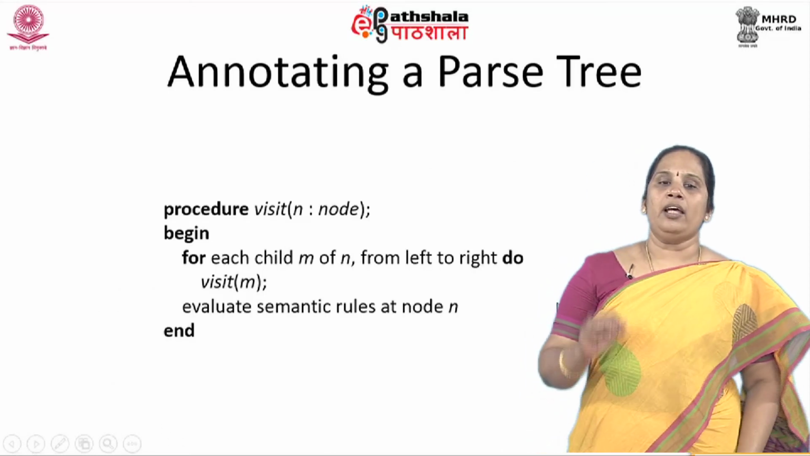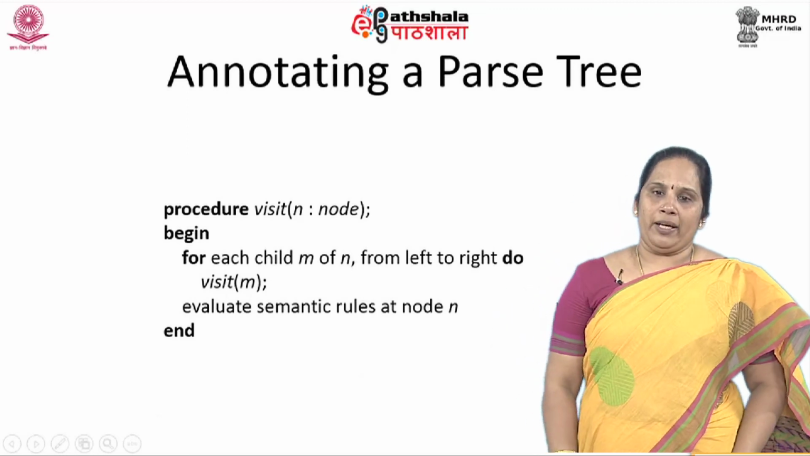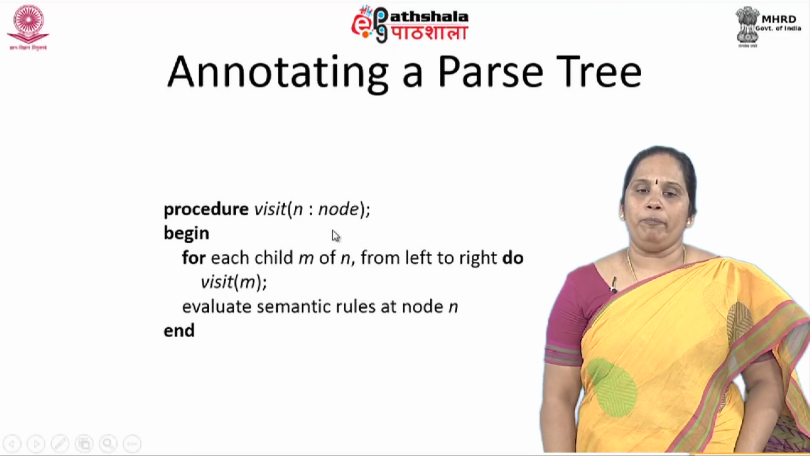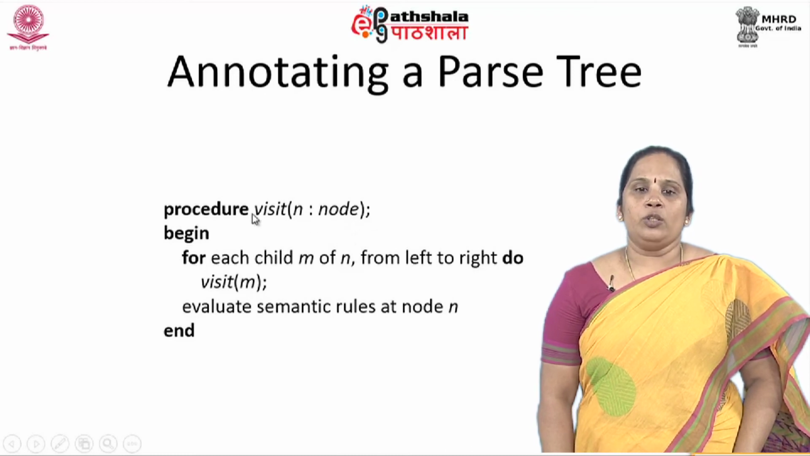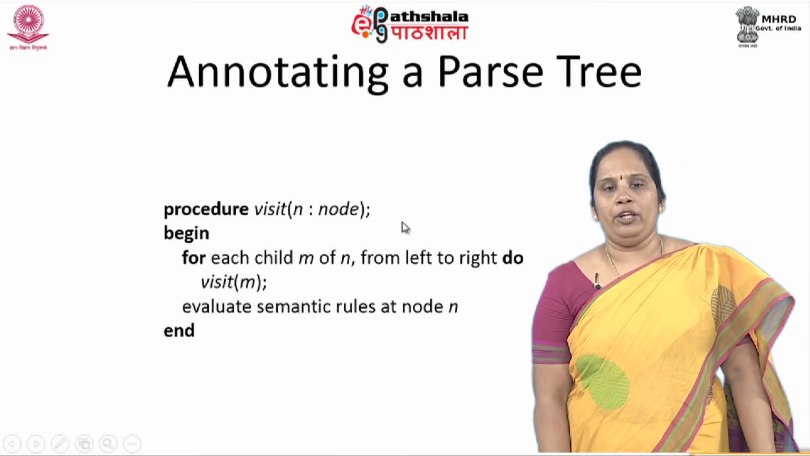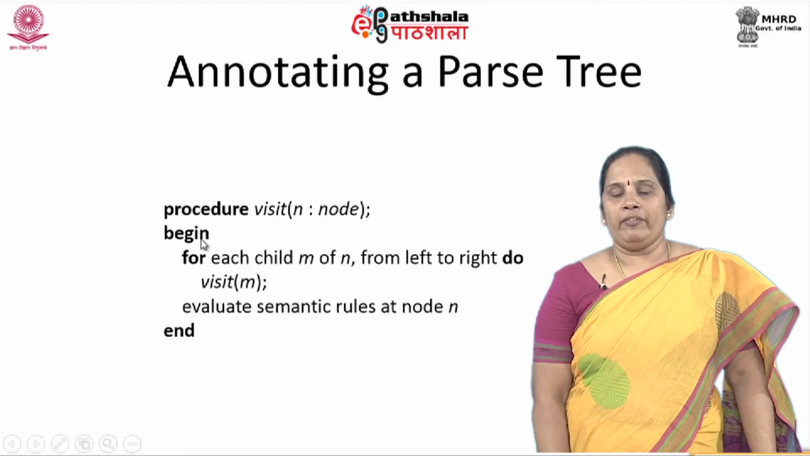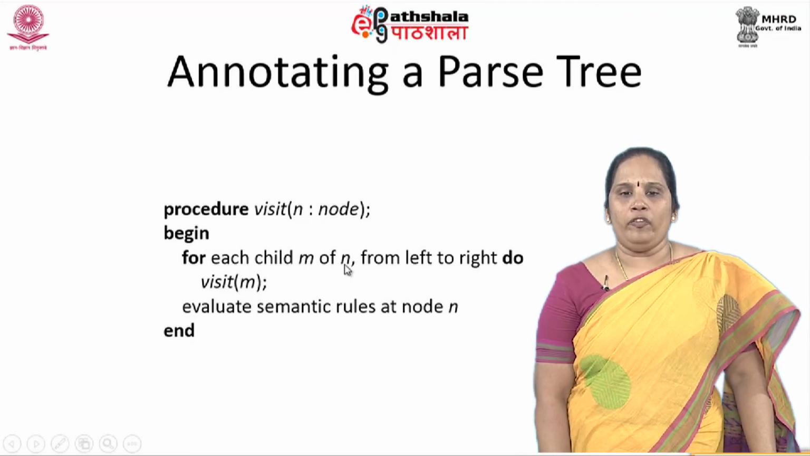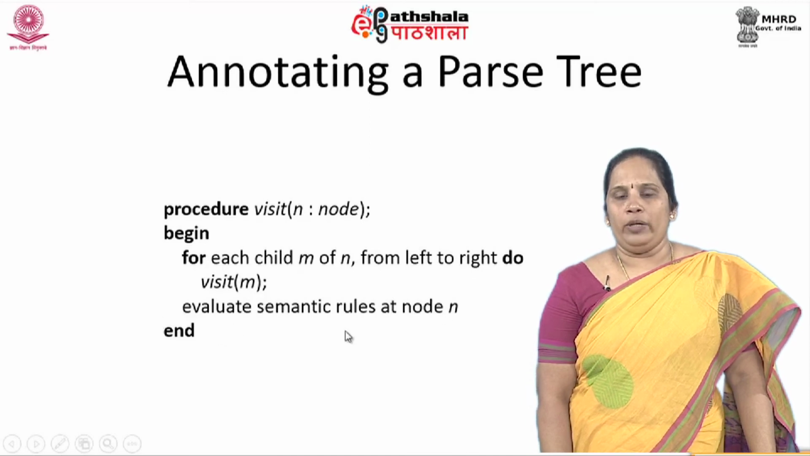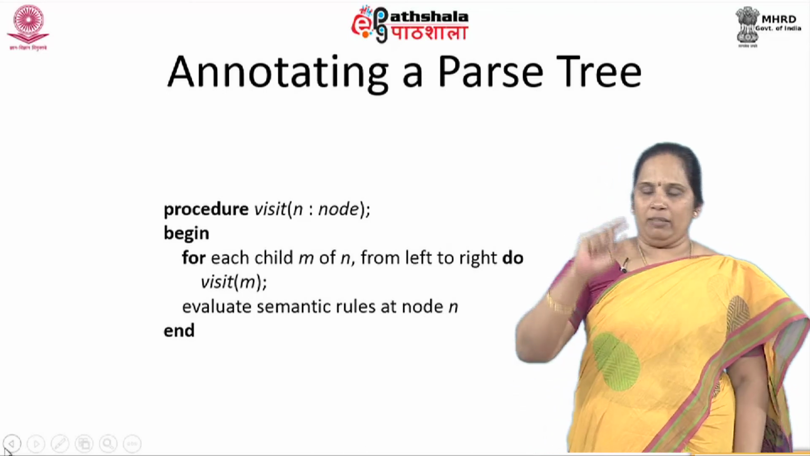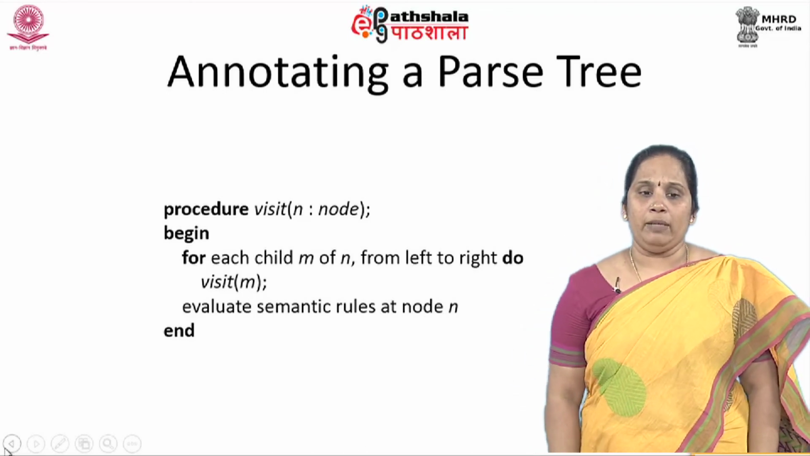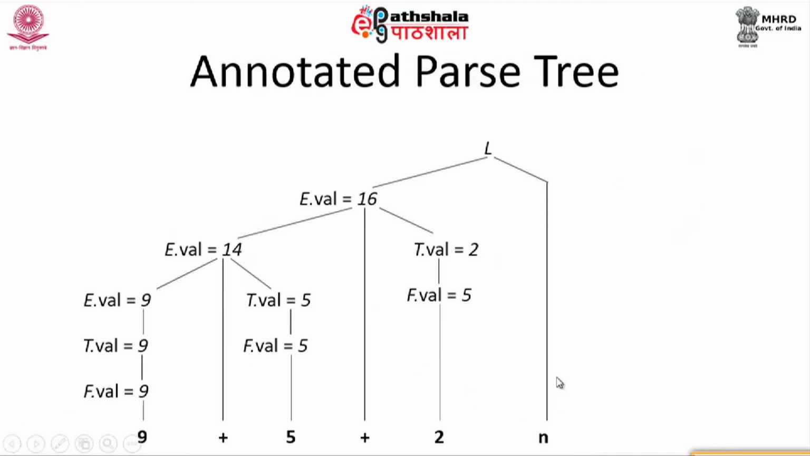After doing the annotated parse tree, what do you have to do? You have to compute the nodes by performing a depth first traversal. So the procedure is to visit every node. n is a node given to you. For each child m of n from left to right, visit m and evaluate semantic rules at node n. So this is how you have done it. This is the algorithm, which is nothing but the DFS algorithm, depth first search algorithm. So how did we do that? We have basically gone down till the 9.